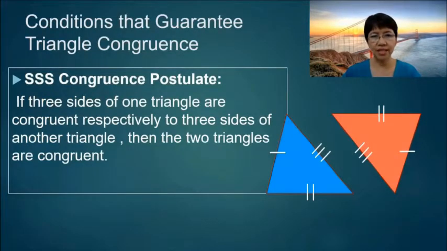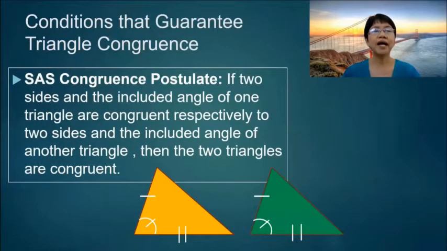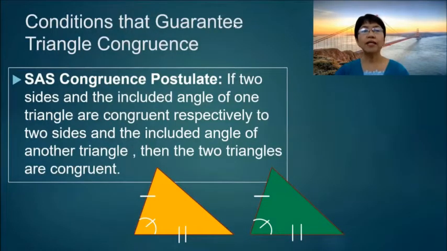Here are the conditions that guarantee triangle congruence. First, we have the side-side-side congruence postulate, or the SSS congruence postulate. If three sides of one triangle are congruent respectively to three sides of another triangle, then the two triangles are congruent. So we see here the correspondence between the congruent sides as marked, and we see that these two triangles are congruent.